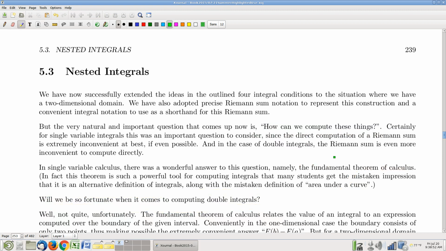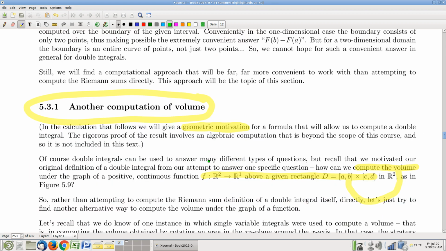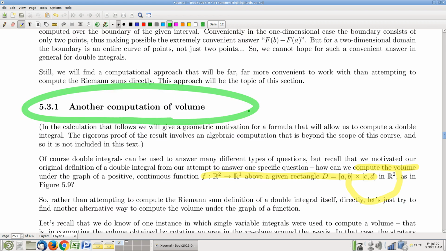Now that said, is there a fundamental theorem of calculus for double integrals? No, there's not. But there is something arguably kind of better. Okay, so I want to segue into the better result by taking a different approach to a question that we kind of already have an answer to. We already know how to compute volume. We write volumes under surfaces, that is, volumes under graphs, as double integrals.